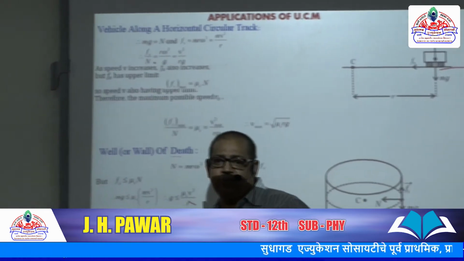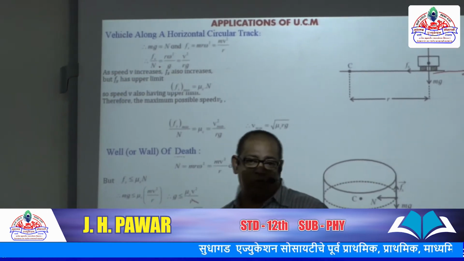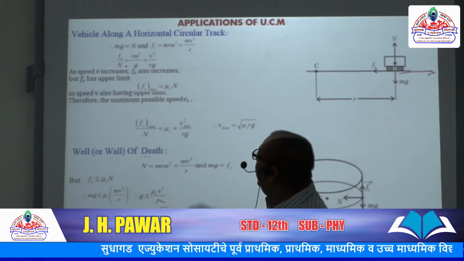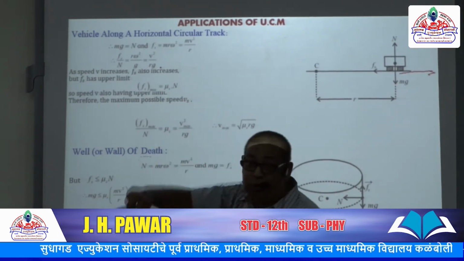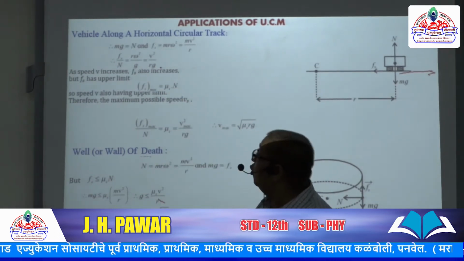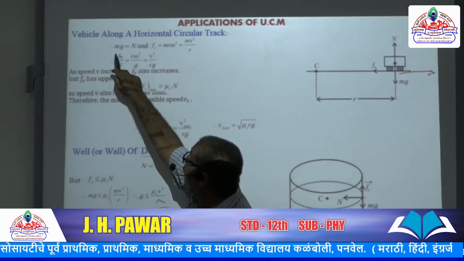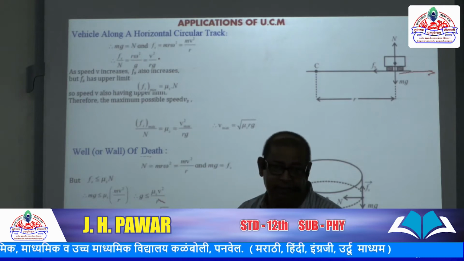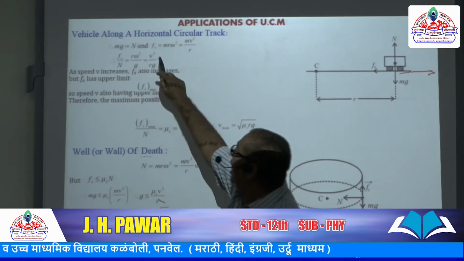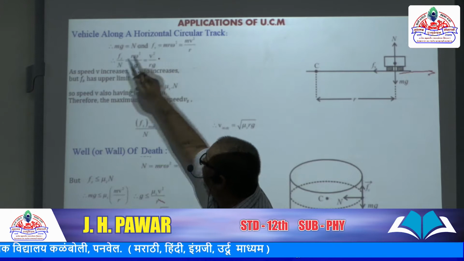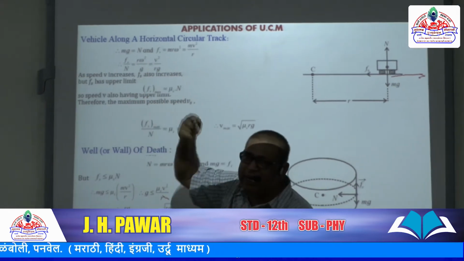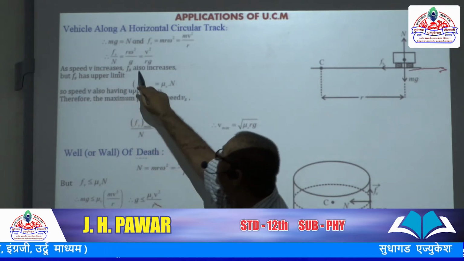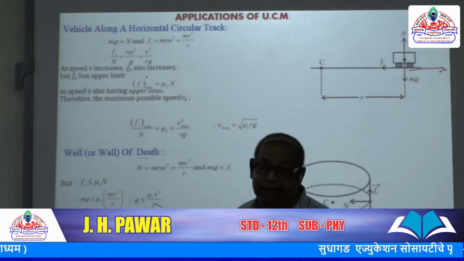And we assume the radius of the circular track is constant so long as the road is prepared, and acceleration due to gravity is also constant at any place. So it is clear that the force of static friction depends upon the velocity of the vehicle. Means as the velocity, or you can say speed, of the vehicle increases, then Fs also goes on increasing.